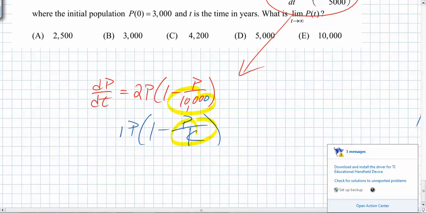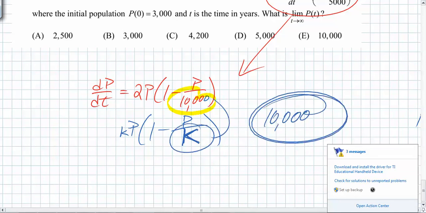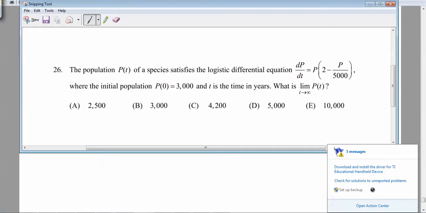I can't write this. I'm doing it and making sense in my head, but then it's not translating well. Already, I'll highlight this or something, right? So what is that? That's the carrying capacity, right there.